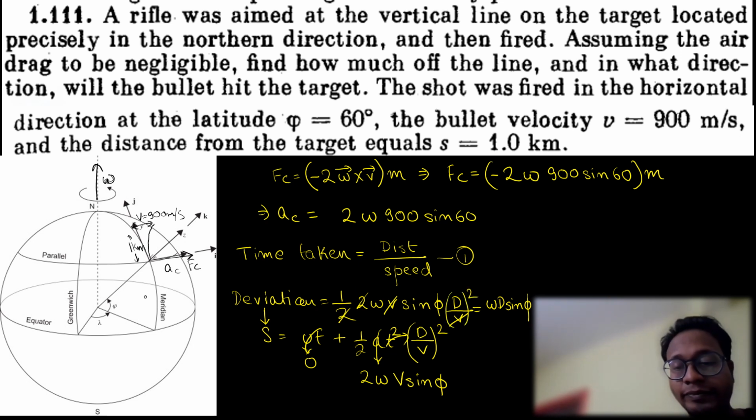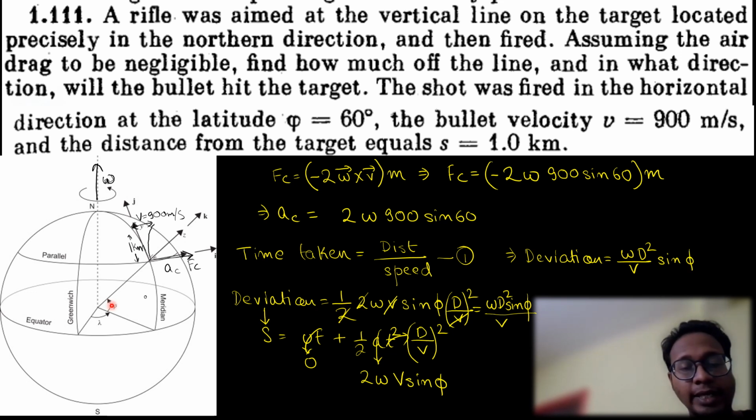So it would be d square, and one of the v would get cancelled: omega d sine phi by v. So deviation is equal to omega d square by v sine phi, where phi is nothing but this angle, which is equal to 60 degrees, given in the question. The silly mistake I made out here: s is equal to ut plus half at square, no? So I did not take the square out here. So take the square, make the appropriate square. So our deviation would be omega d square by v sine phi.